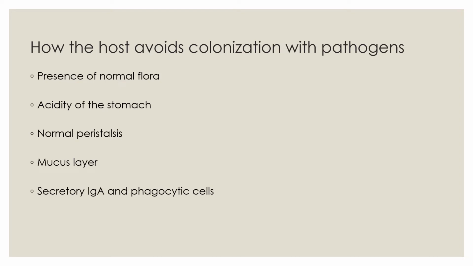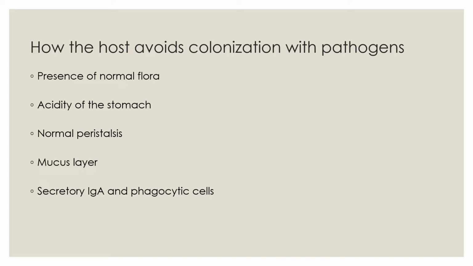Here I'd like to talk about some ways that we can actually avoid colonization with pathogens. So one way we can avoid getting sick with pathogens is the competition of pathogens for nutrients. So normal flora and pathogens compete for nutrients. Also, the acidity of the stomach protects us from getting anything pathogenic. The pH in the stomach is far too hostile for most organisms to survive. Like I said in the previous slide, some organisms can survive it, like Shigella species. Also, normal peristalsis of the intestine.